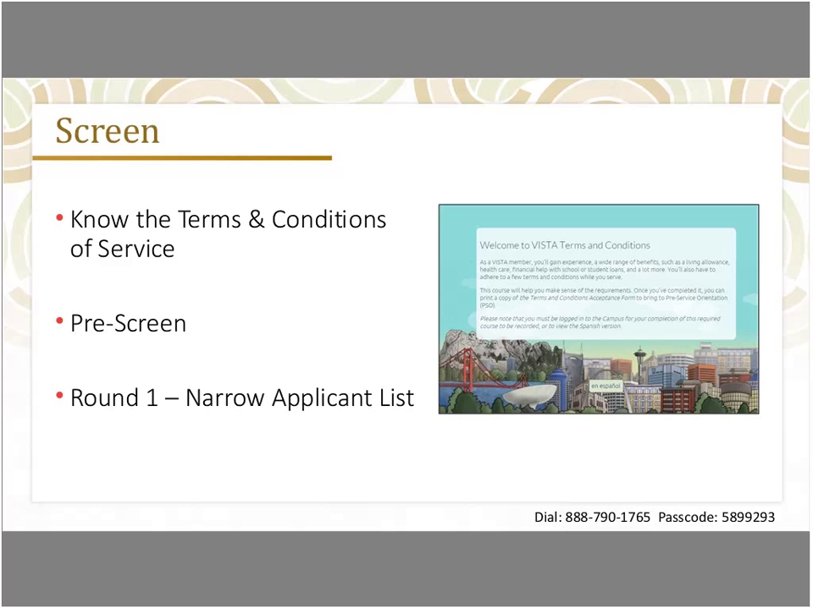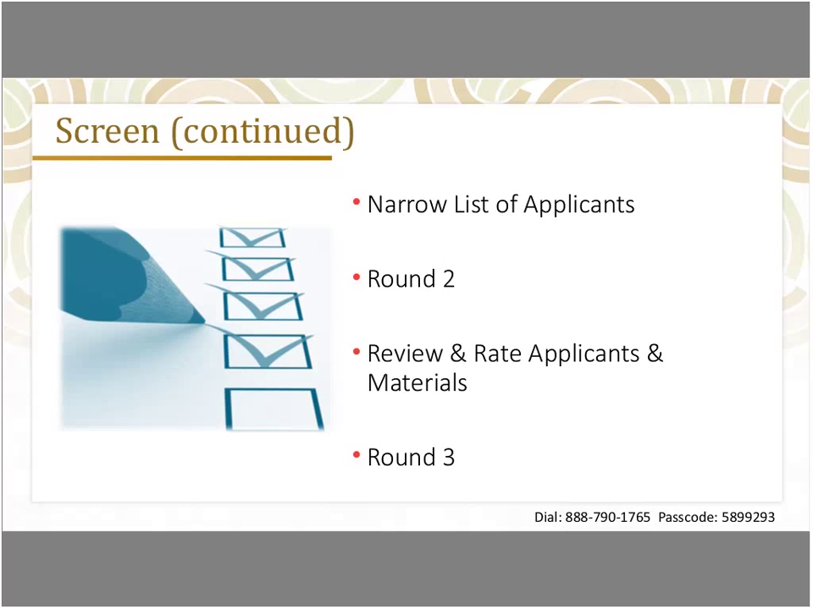And moving right along, as you narrow your list of applicants, you then go into round two. You review and rate those applicants and look at their materials to make sure that everything is in order. Then round three. Now, some people have been known to skip one of these rounds, which you can do depending on how many applicants you have and how many people you have working with you. You may combine round two and three if necessary. But then we're moving forward to conduct the first round of interviews.